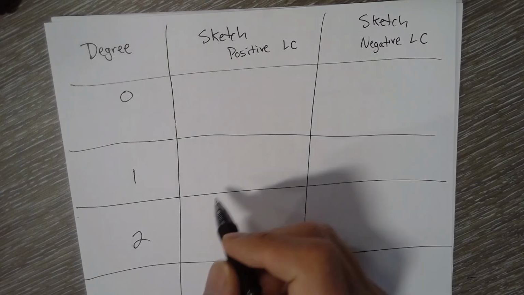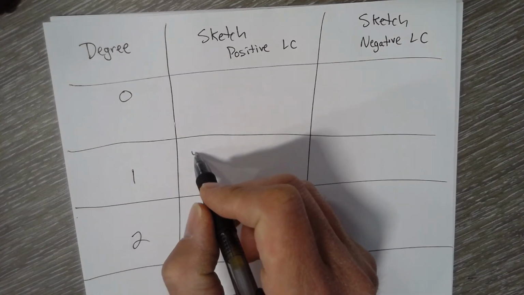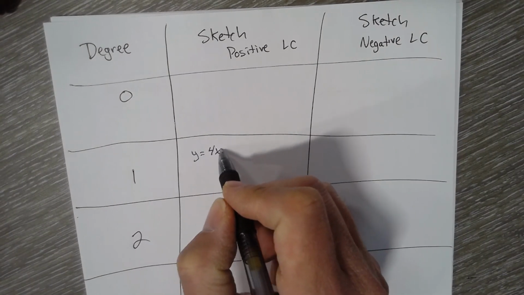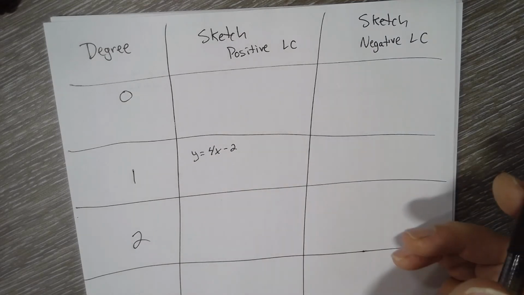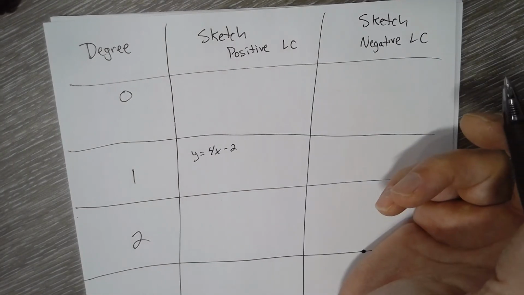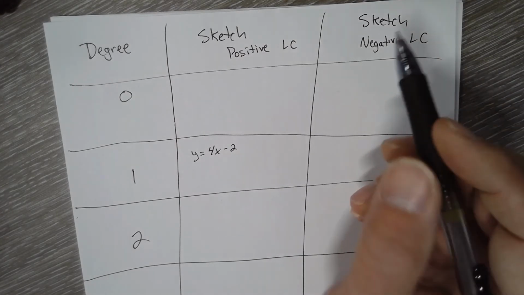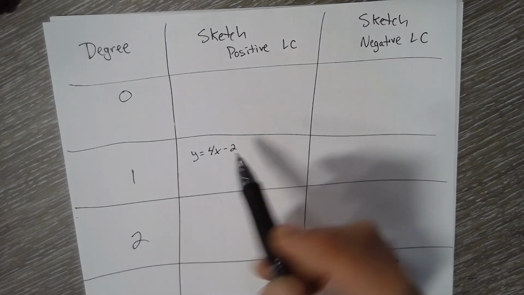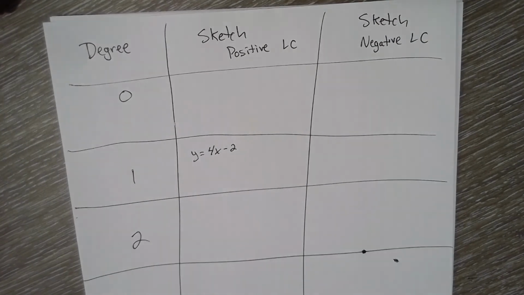Okay, so if we have a first degree term, that means the highest exponent is 1. So an example of that would be like y equals 4x minus 2. Okay, that's 4x to the first. So it's just a line. Could be anything that's a line like this.